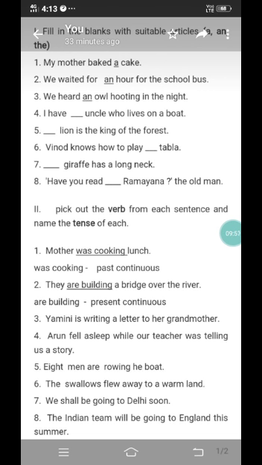Eighth one. The Indian team will be going to England this summer. So what is an action word here? What is the verb? Will be going. You know very well when will and shall will be used, right? So write down the correct tense form.